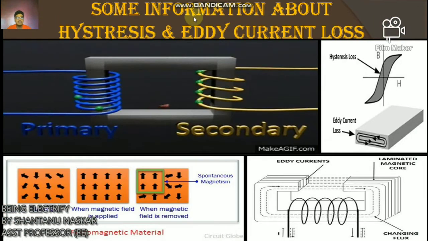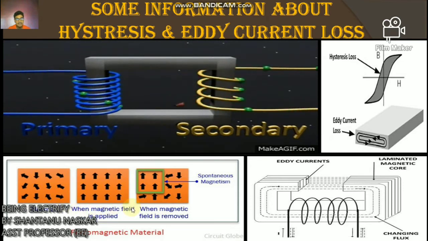After this I will discuss some information about hysteresis and eddy current loss. The most significant thing about these two types of losses: first of all I will discuss the hysteresis loss. The hysteresis loss occurs in the core of the transformer. The core of the transformer is made of CRGO steel, which is a type of ferromagnetic material.